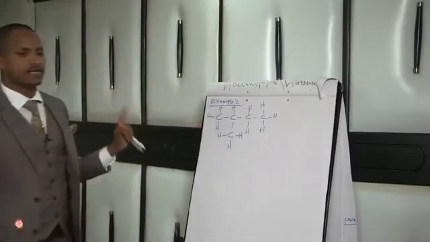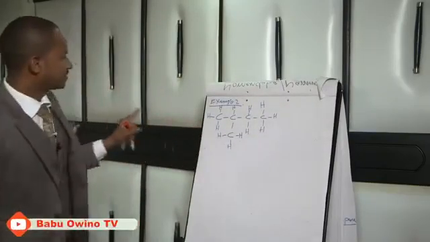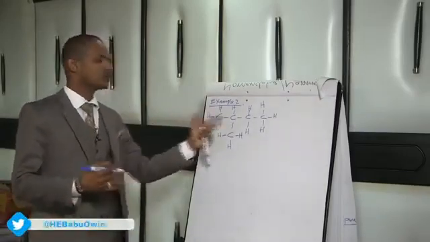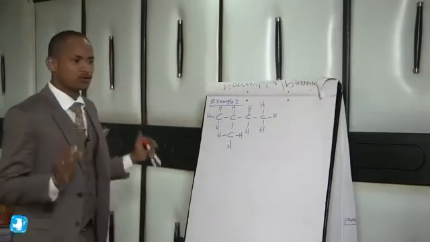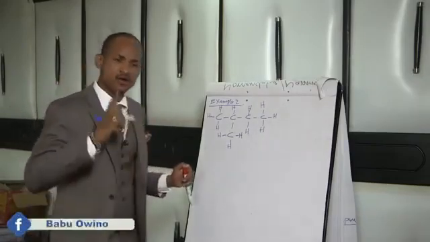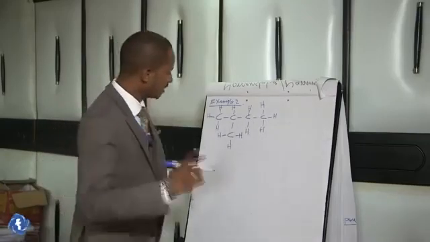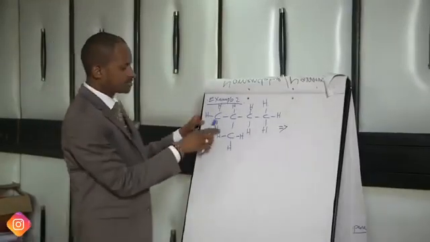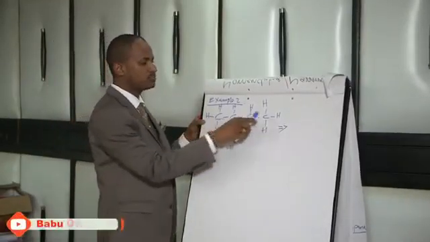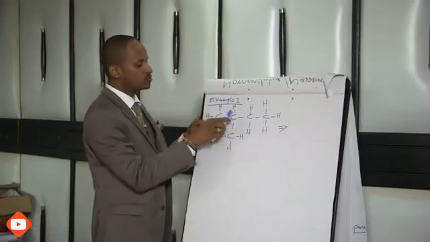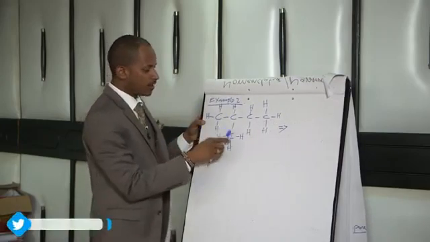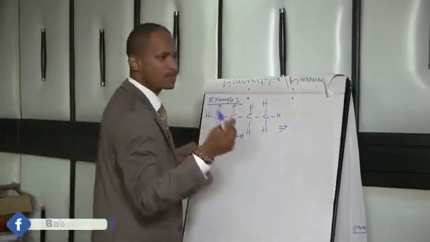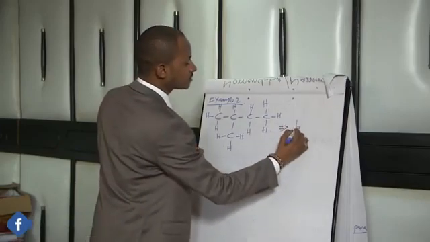Class, concentrate here keenly. Our intention is to identify the branches, but I will not tell you where the branch is unless we follow the rule. So from our rule, step number 1, identify the longest continuous carbon chain. In our case, if we decide to count from here, we have 1, 2, 3, 4. We can also have 1, 2, 3. We can also have 1, 2, 3, 4. So our longest continuous carbon chain has 4 carbon atoms, and if it has 4 carbon atoms, it's a butane.